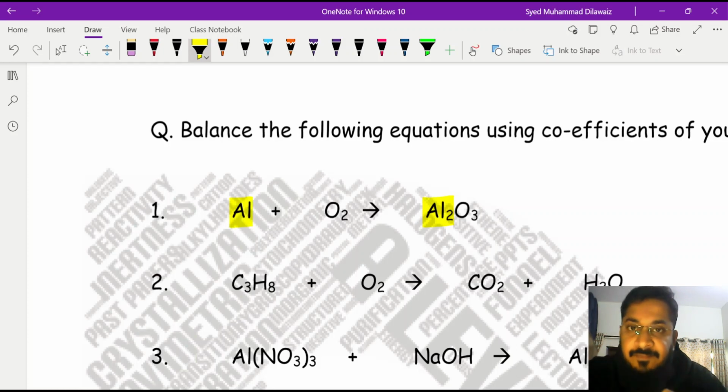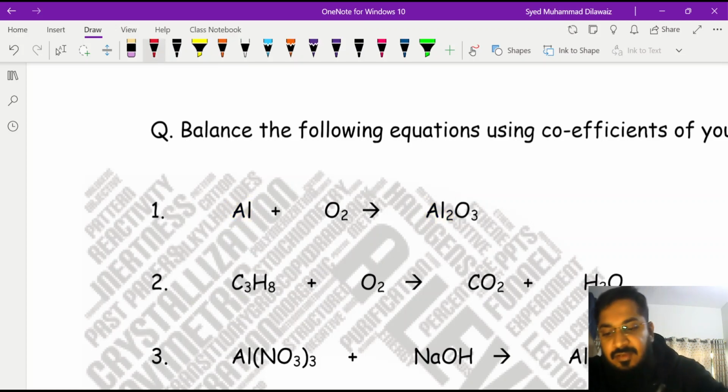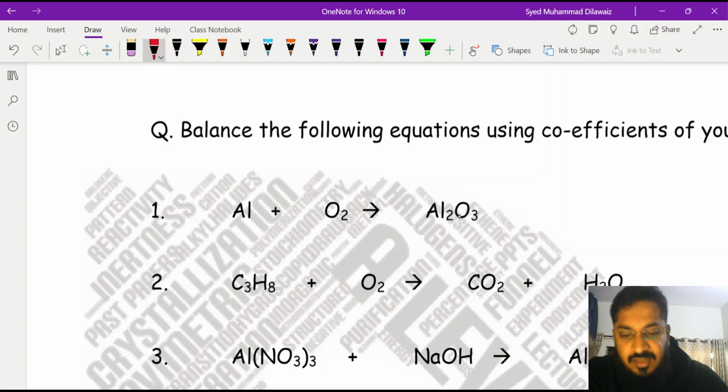How do we identify? Just because of the number written in the coefficients, right? So if there is no number written in the coefficients, just consider it one. So we have got two aluminum atoms on the right side. Now, if we consider how many oxygens we have, we have three oxygens on the right and two on the left.